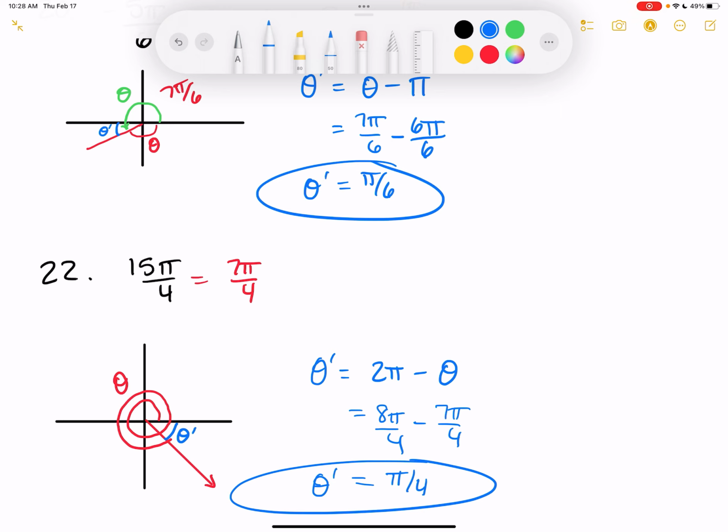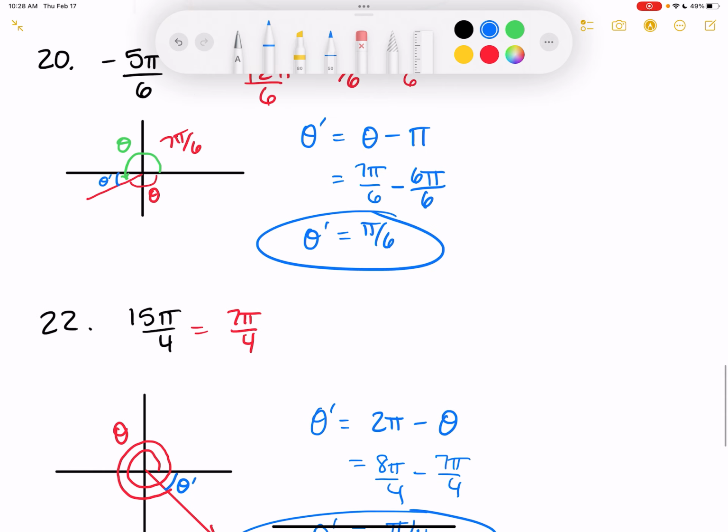Okay, and remember your reference angles have to be acute. Acute means what? Less than 90. Less than 90 degrees, okay, or less than pi over 2. Okay, so just if your answer, because what would have happened if we had left this as 15 pi over 4, we would have gotten the answer to have been negative 7 pi over 4, which is not acute.